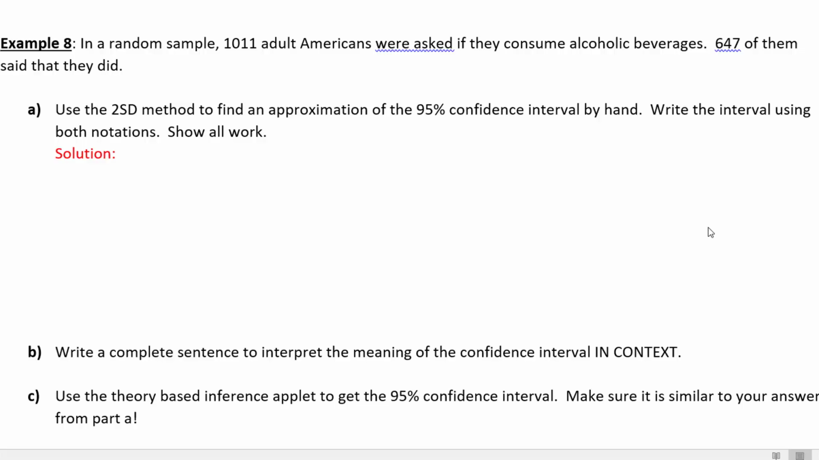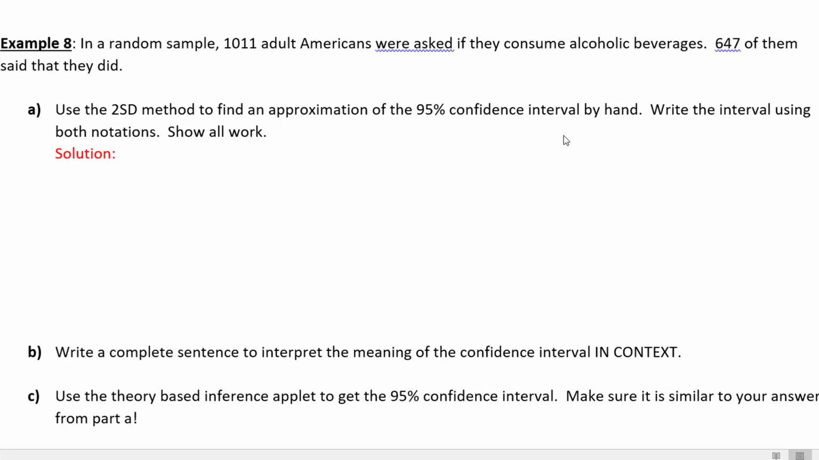This is Module 9. We're going through Example 8. It says, in a random sample, 1,011 adult Americans were asked if they consume alcoholic beverages. 647 of them said that they did. Part A asked us to use the 2SD method to find an approximation of the 95% confidence interval.